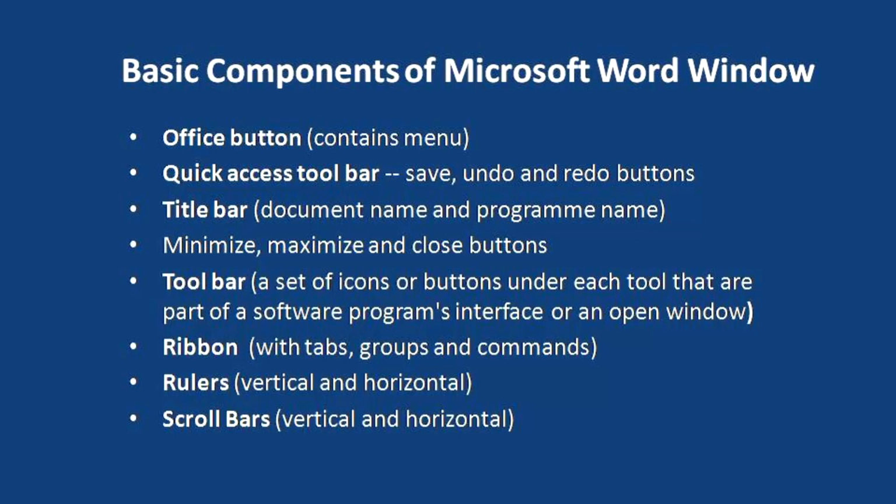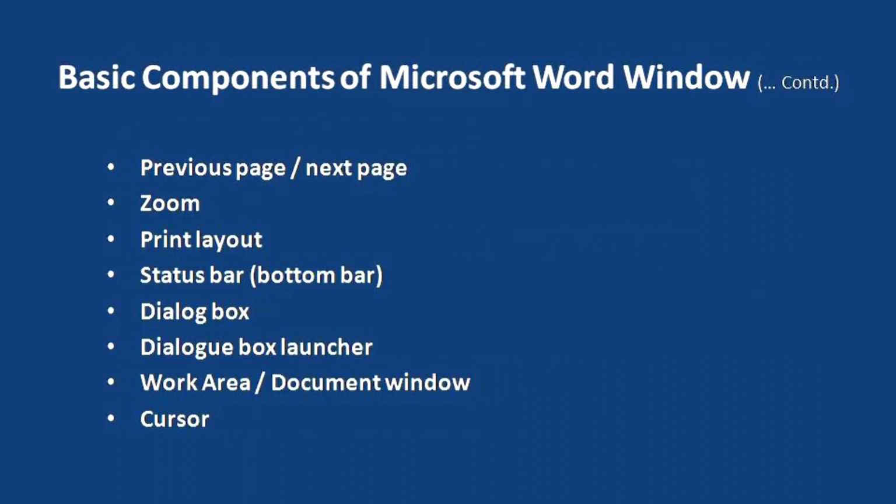There are rulers also, and these rulers are of two types: one is a horizontal ruler and another is a vertical ruler, and you will find scroll bars also in the Microsoft window. Other components of this Microsoft Word window are, you can see the previous page if you want, or you can go to the next page, and if you want to see the text in larger size, you can zoom it accordingly in whatever size you want, and you can see the print layout.